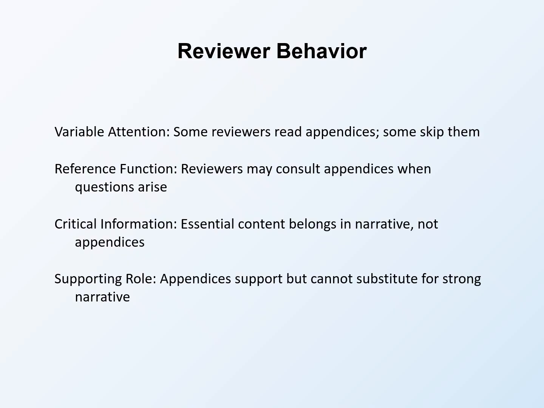Critical information belongs in narrative because you cannot rely on all reviewers reading appendices. If something is essential to your argument, put it in your main narrative. Do not hide key information in appendices hoping reviewers will find it. Assume some reviewers will evaluate you on narrative alone.